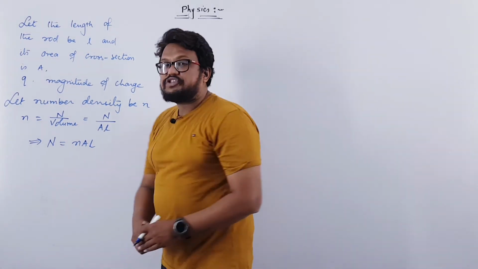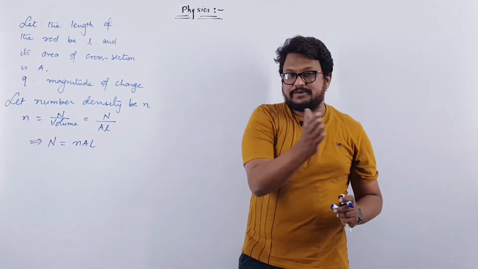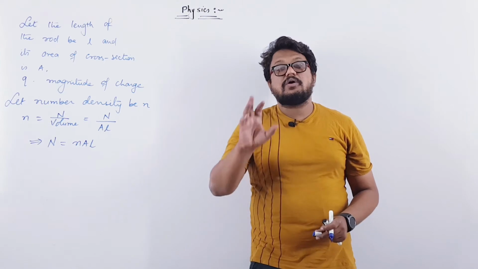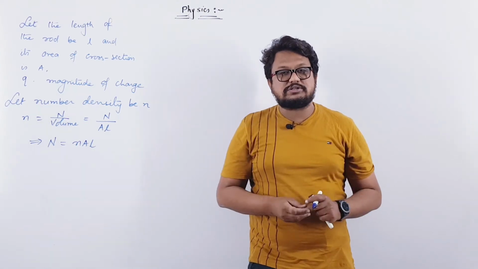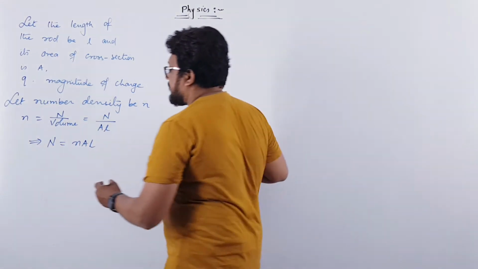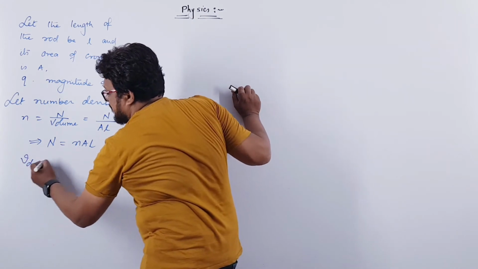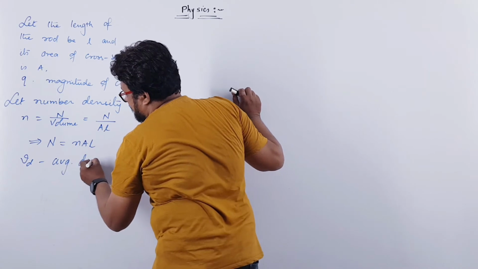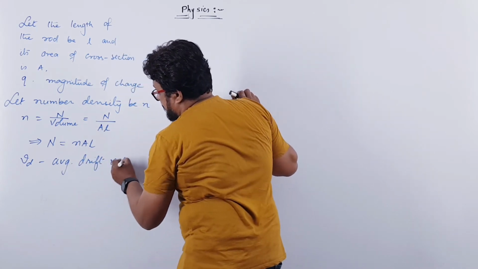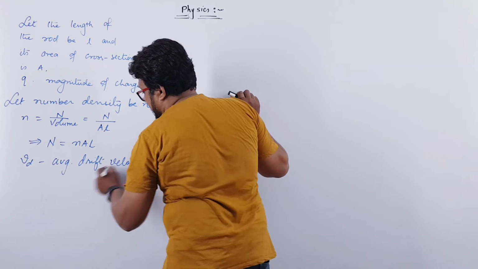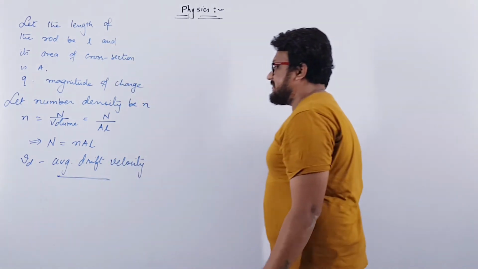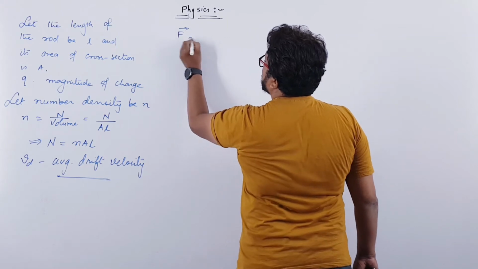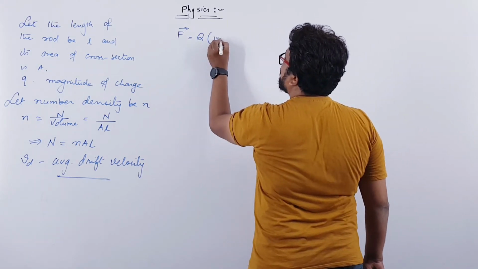Suppose these charges are flowing at a steady rate. They are moving with a steady speed, that is, they have a constant average drift velocity Vd. So let us say Vd represents the average drift velocity for all these charges. So the magnetic force acting on it will be F equal to total charge into Vd cross B.